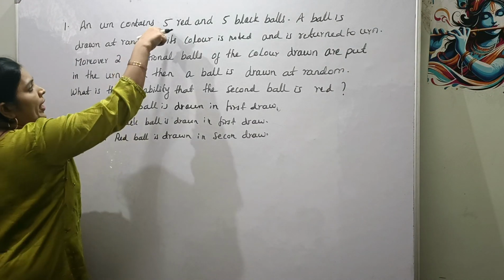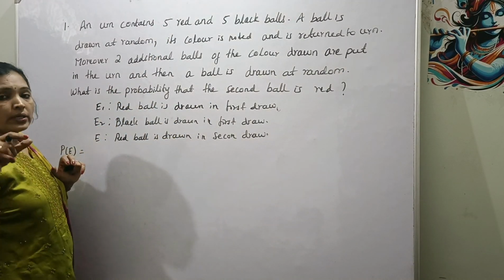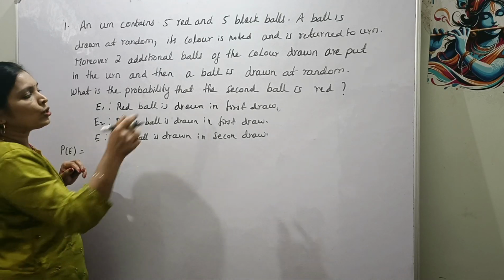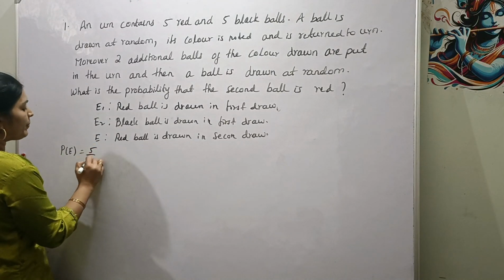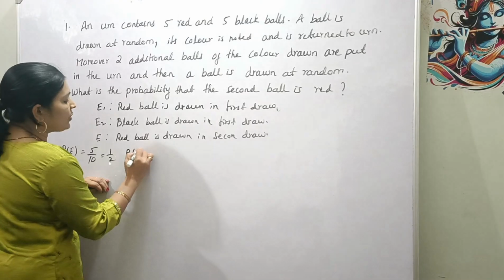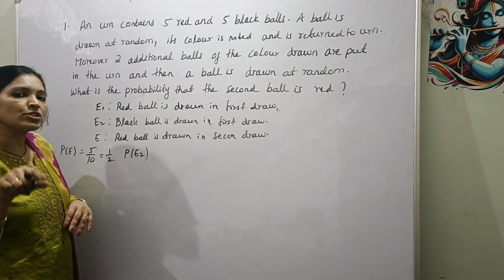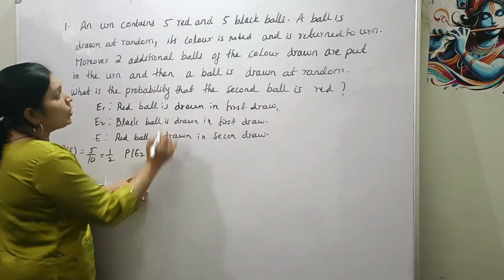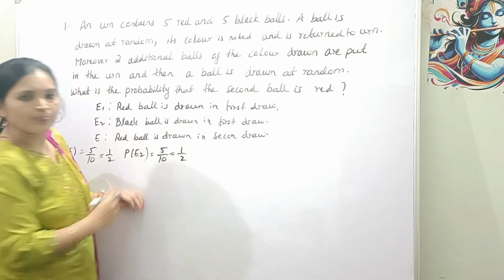Now, what is the probability of E1? There are 5 red balls. At the time of the first draw, there are only 10 balls, right? So total 5 red balls and total 10 balls, so 5 divided by 10, that is 1 by 2. And probability of E2, that is, black ball is drawn in the first draw: at the time of the first draw, there are only 10 balls. Therefore probability of E2 is 5 black balls, so 5 divided by 10, that is also 1 by 2.